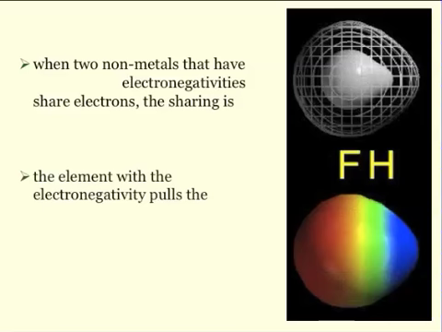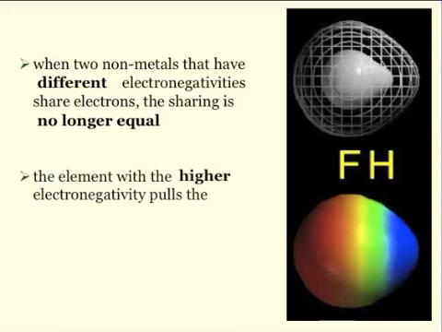But when two nonmetals that have different electronegativities share electrons, the sharing is no longer equal. Okay? The element with the higher electronegativity pulls the electrons closer to itself. So here we've got fluorine, and it's got larger electronegativity, so it's going to pull the electrons closer to it. So we can see there that the electrons are in this egg shape, more around the fluorine and less around the hydrogen.